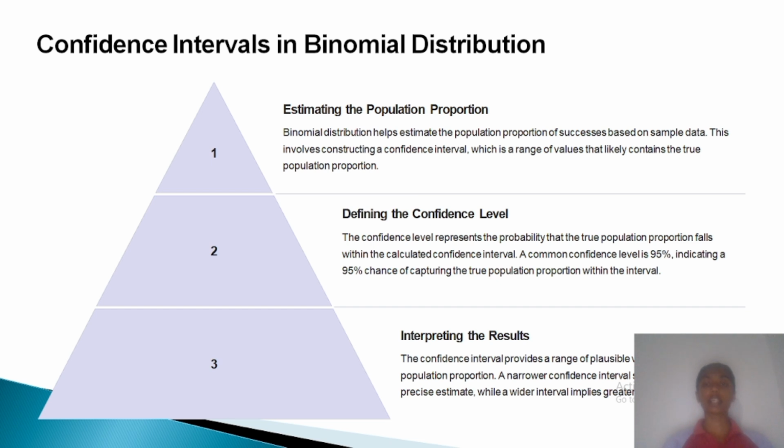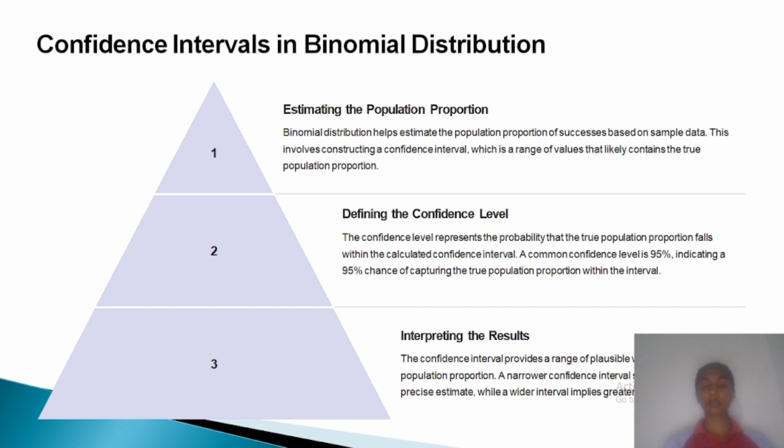Defining the confidence level. The confidence level represents the probability that the true population proportion falls within the calculated confidence interval. The common confidence level is 95%, indicating a 95% chance of capturing the true population proportion within the interval.